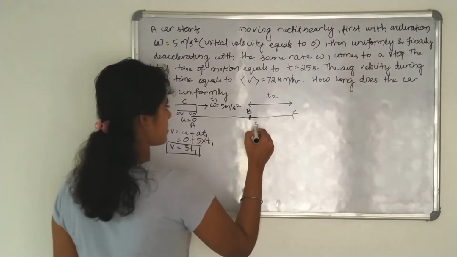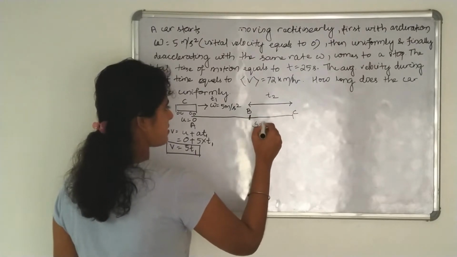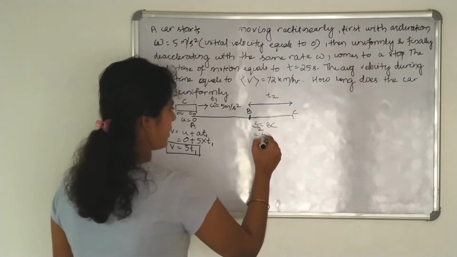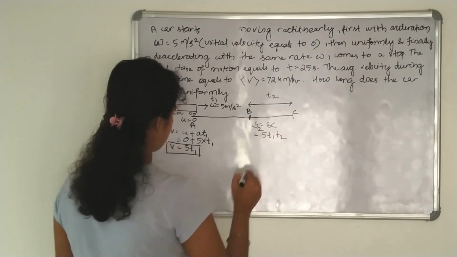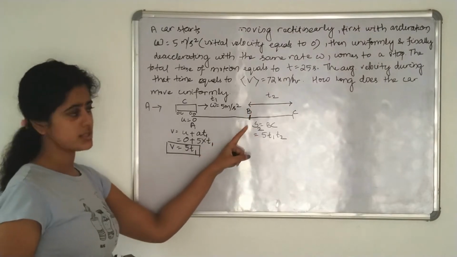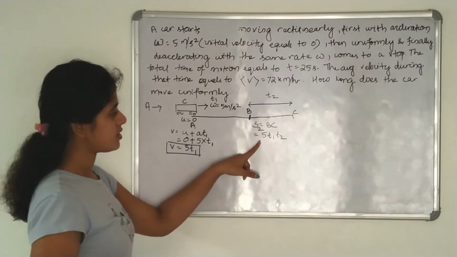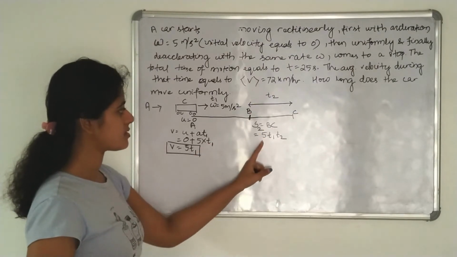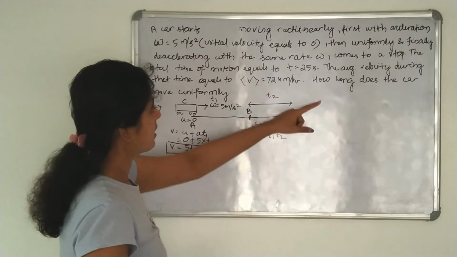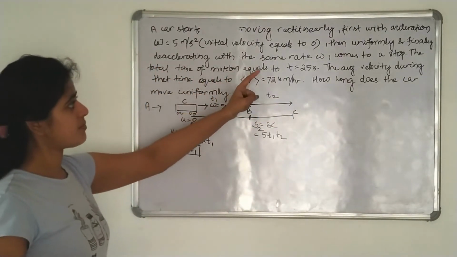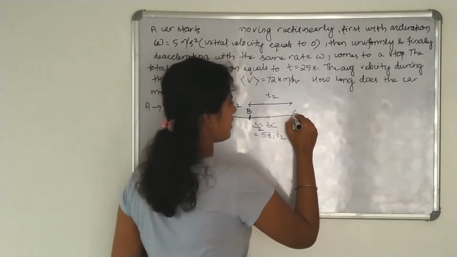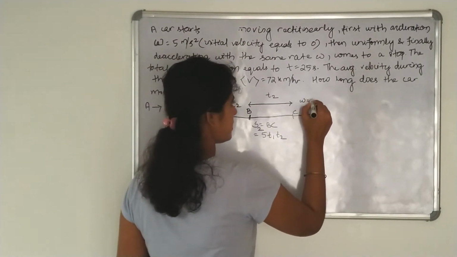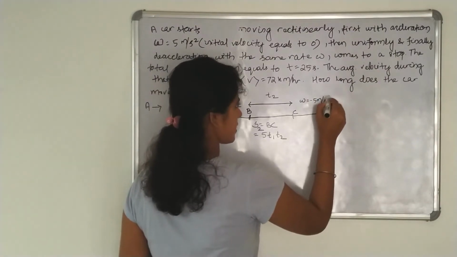So here the distance covered, BC, is 5 T1 into T2, means V into T2 is equal to S2 equal to BC. V is equal to 5 T1 and the time is equal to T2. So this distance is 5 T1 T2. And finally it decelerates with the same rate omega, means it is minus 5 meter per second square.